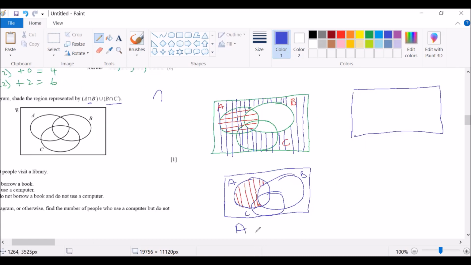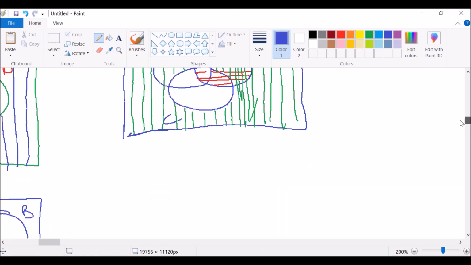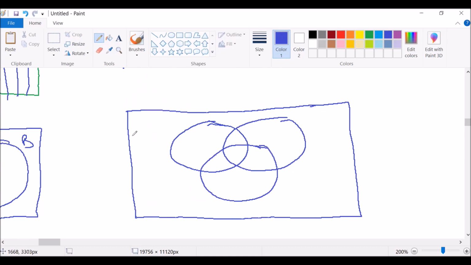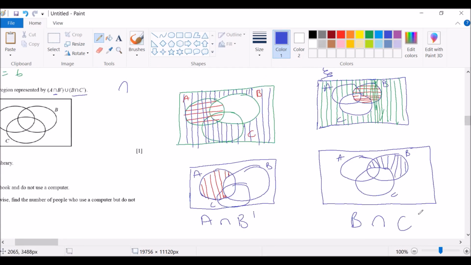Now we want B intersection C complement. So this is our A intersection B complement. Now we want B intersection C complement. So we have A, B, C. So we want B first, the whole of B, and then C complement, everything outside C. Where does B meet C complement? Where is the intersection? This is the intersection. So we can redraw and reconstruct A, B, C. So that is B intersection C complement.